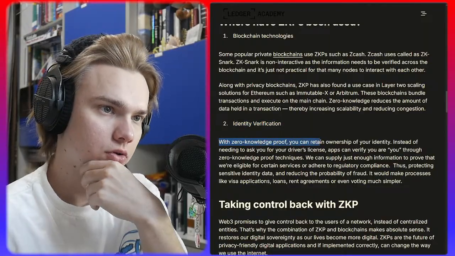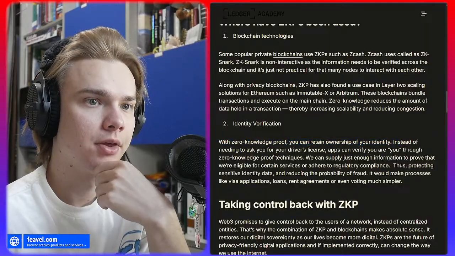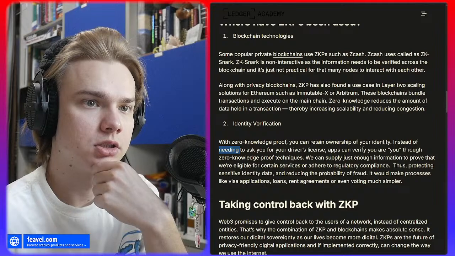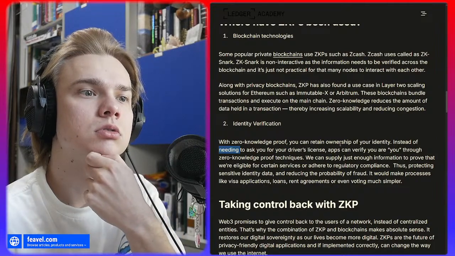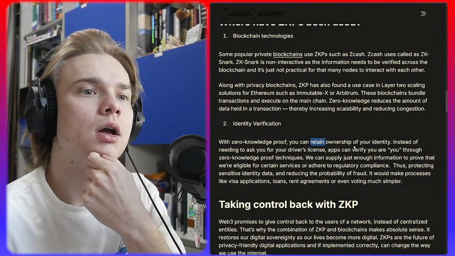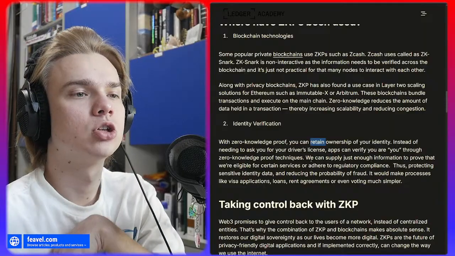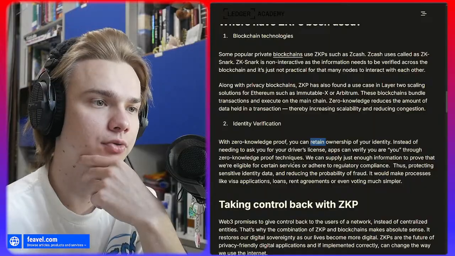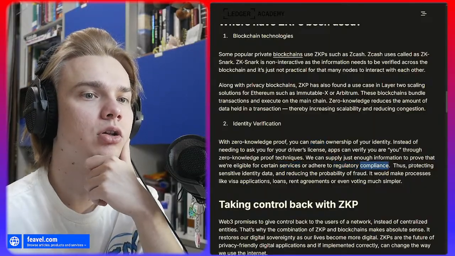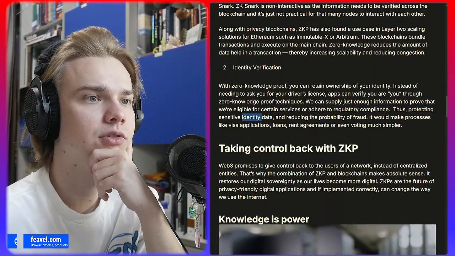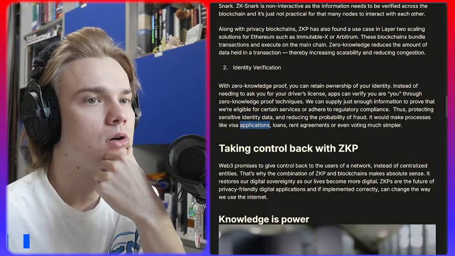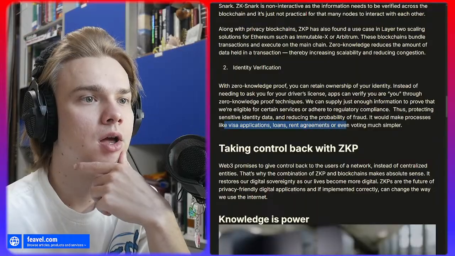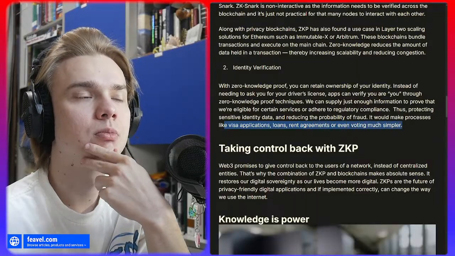With zero knowledge proof, you can retain ownership of your identity instead of needing to hand over your driver's license. Apps can verify you are you through zero knowledge proof techniques. We can supply just enough information to prove that we're eligible for certain services and adhere to regulatory compliance, thus protecting sensitivity and identity. It would make processes like visa applications, loans, rent agreements, or even voting much simpler.